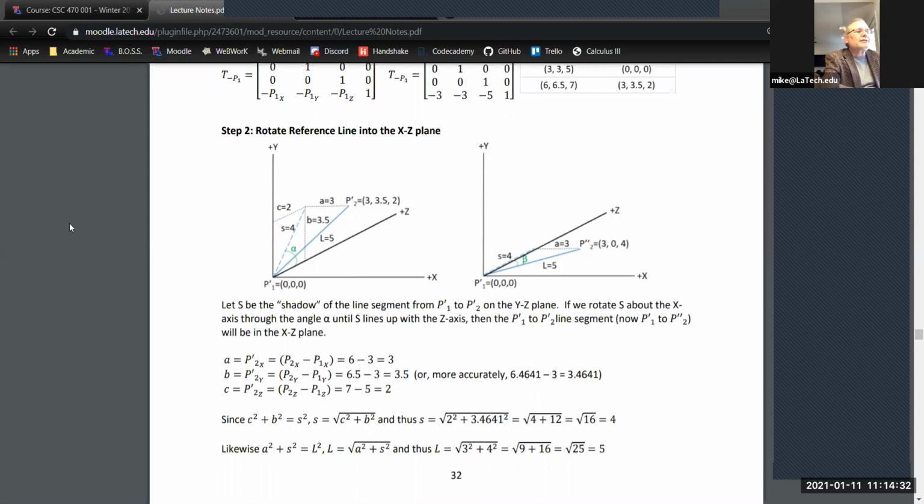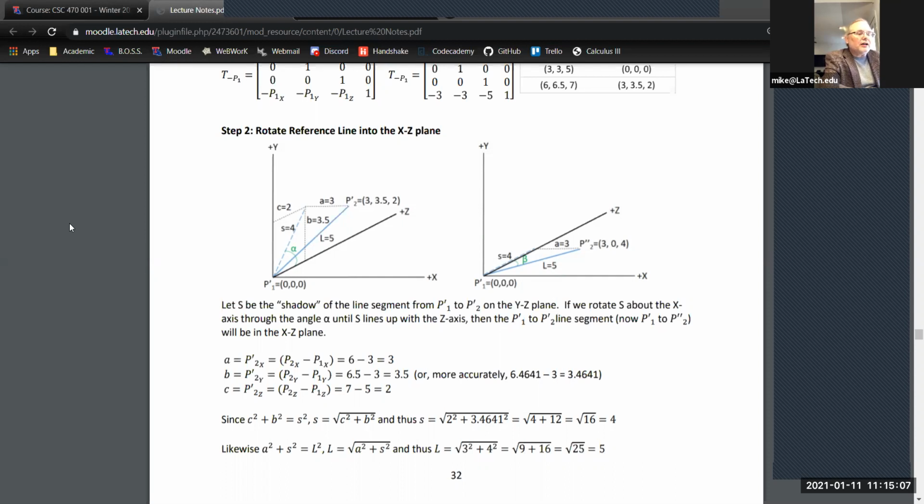And so S would be the hypotenuse of that triangle. So if you took C squared plus B squared, and then you took the square root of that, that would give you the length of S, right? C squared plus B squared, sum them together, take the square root of that, that'll give you S. And you can see that I have that written there at the bottom. Since C squared plus B squared equals S squared, S is the square root of C squared plus B squared.